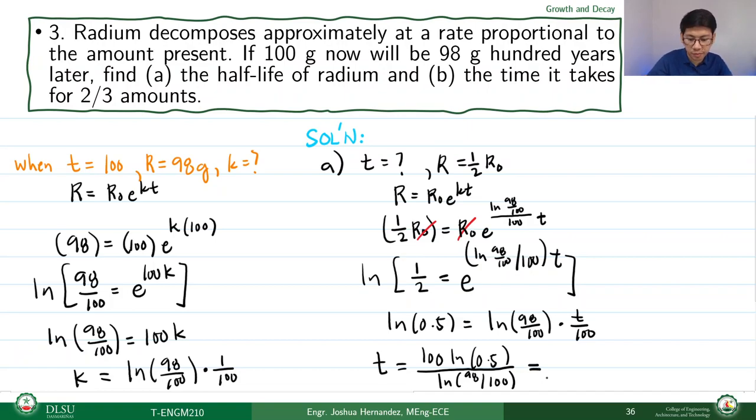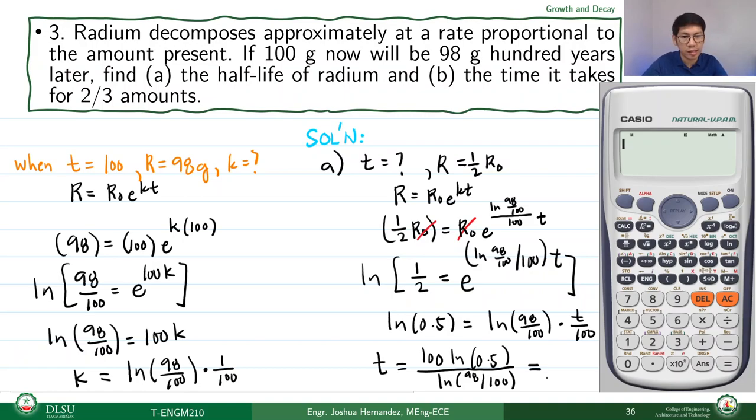So using our calculator, we'll be able to solve for T, and that is 100 ln 0.5, that's 1/2, over ln 98 divided by 100. T will be equal to, ayun, 3430.961859 years. Tama, kasi taon yung tinatanong. So ito yung T ng half-life. So T with R naught over 2.